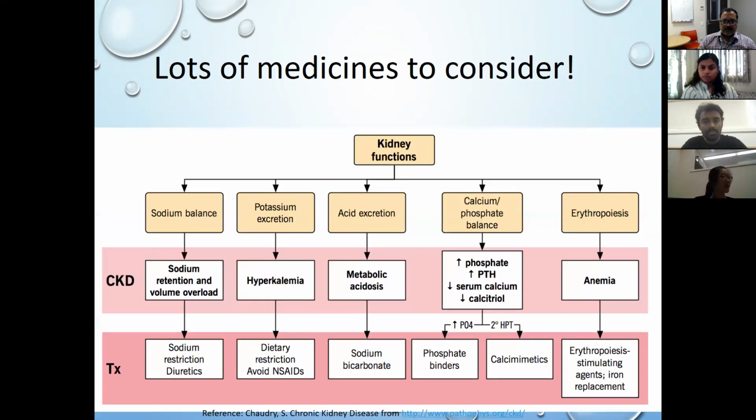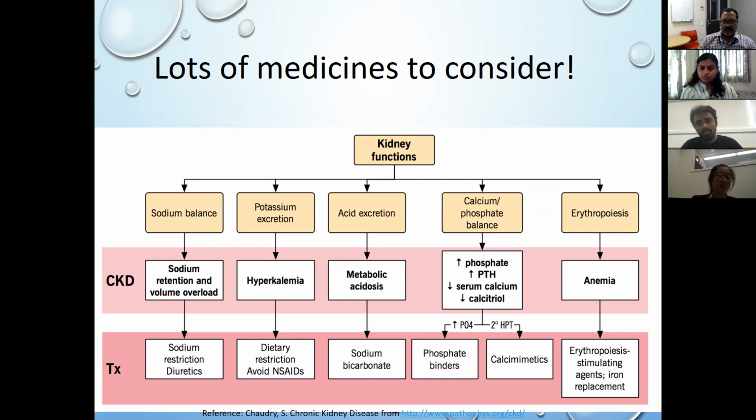All right. So when you pick up the medication chart of one of our dialysis patients, you'll know that there are a lot of medicines to consider. When the kidneys aren't functioning well, there is a whole raft of electrolyte and metabolic problems which occur, such as sodium imbalance, potassium accumulation causing hyperkalemia, and issues with metabolic acidosis, because the kidneys can no longer excrete acids. For each of those, you've got different types of medications.